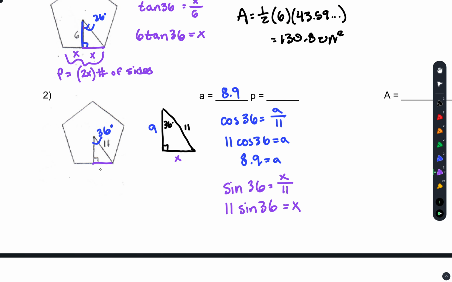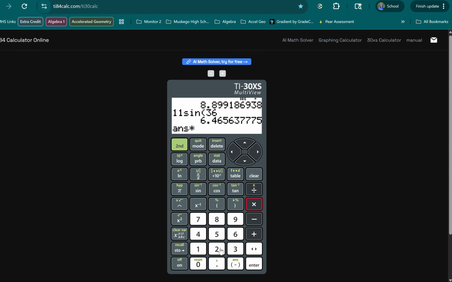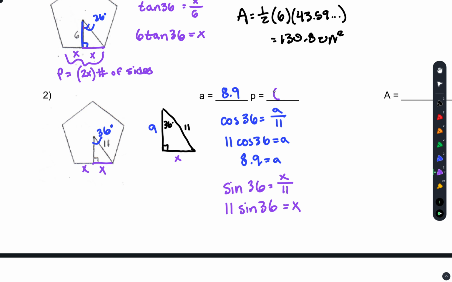6.46 is this little piece of the base. Remember, there are two of them back to back to make one full side. So I'm going to multiply that number by 2. And then to find the perimeter, I'm going to multiply it by 5 sides. So times 2 to find the base, times 5 to find the perimeter. 64.65 is my perimeter. I am still not rounding.